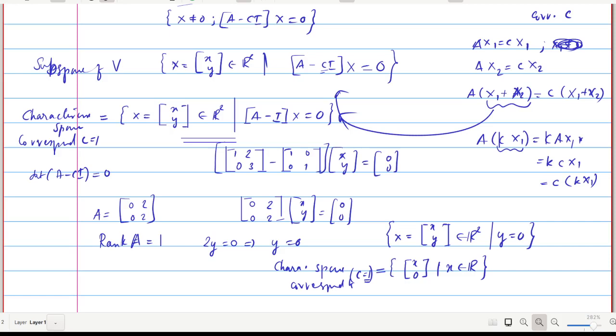Now in a similar way, you can take the matrix A minus 3I and find the solution space of this equation. That will give the characteristic space corresponding to c equal to 3.